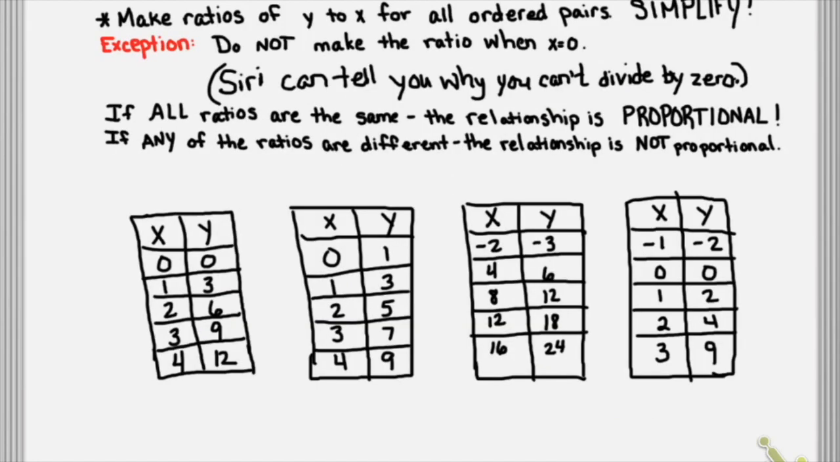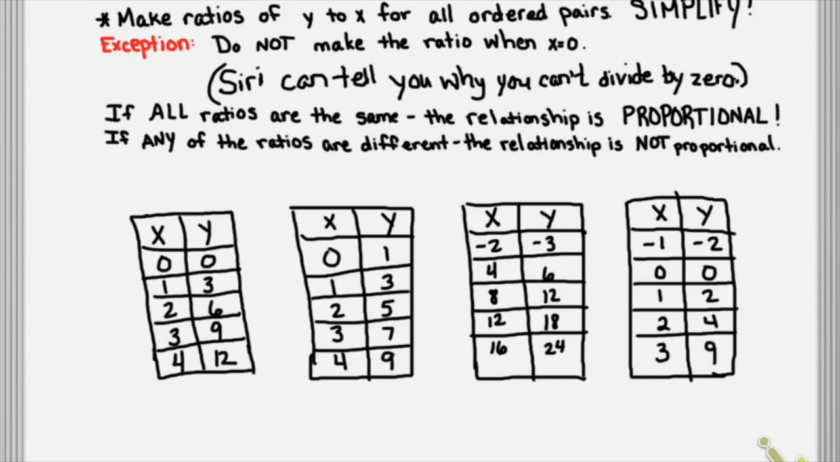If we're talking about a table, we make the ratio of y to x for all ordered pairs and simplify. The only exception is when x equals 0. And if you want proof of why you can't do that, you can ask Siri why you can't divide by 0. If all the ratios are the same, then the relationship is proportional. If any of the ratios are different, then the relationship is not proportional. And we can see a couple of examples.